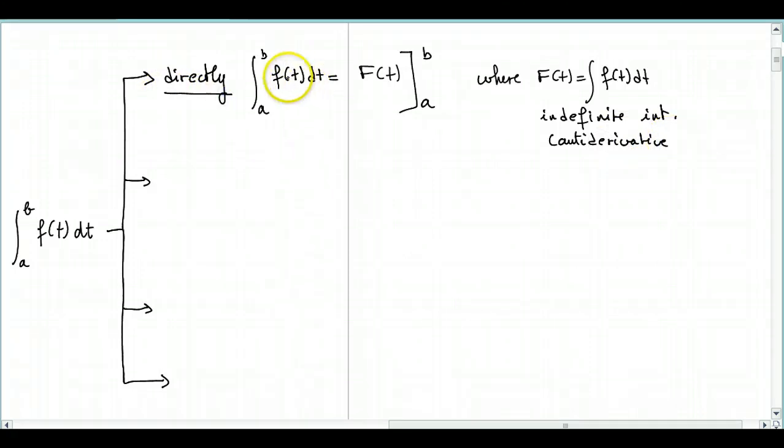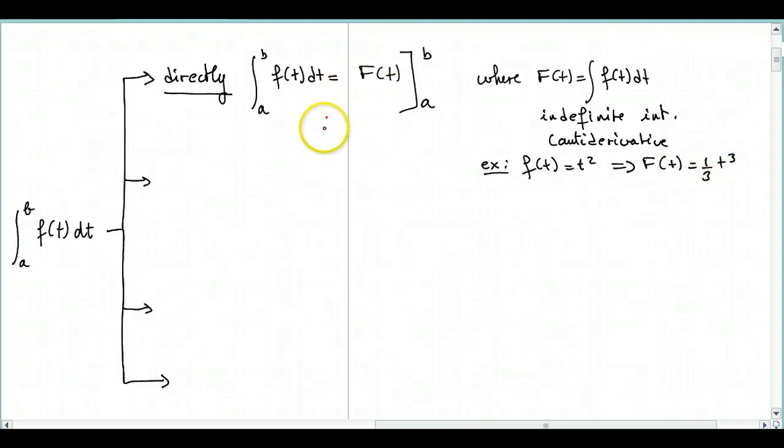I see f of t and I can get an antiderivative. For example, this is simple, right? If f of t is t squared, then the antiderivative would be 1/3 t cubed. This is the fundamental theorem of calculus, of course. All right, second way is not too far from that, but it's indirectly.